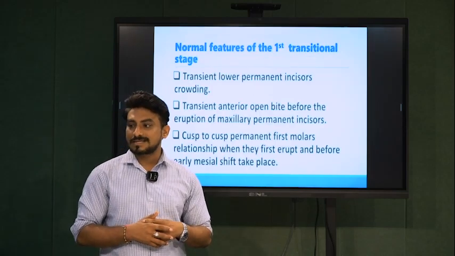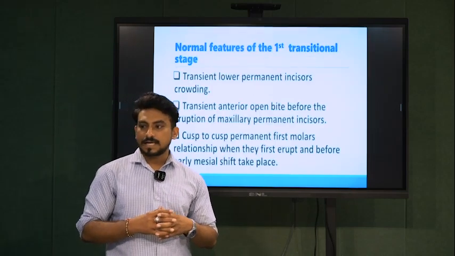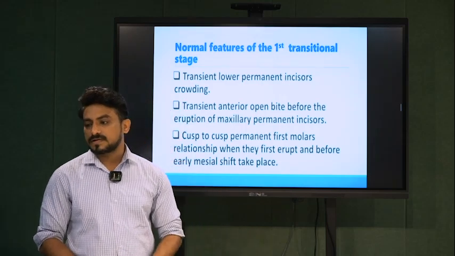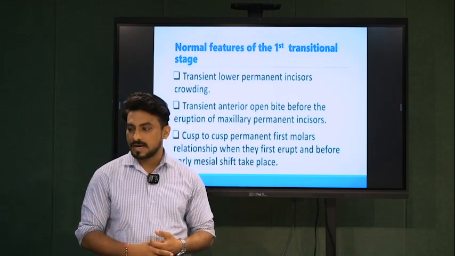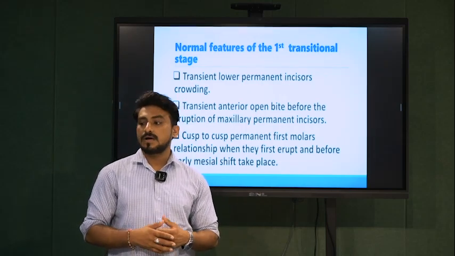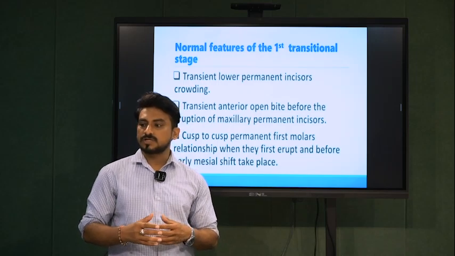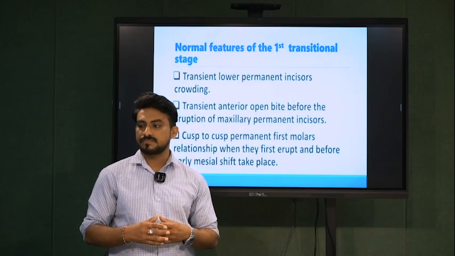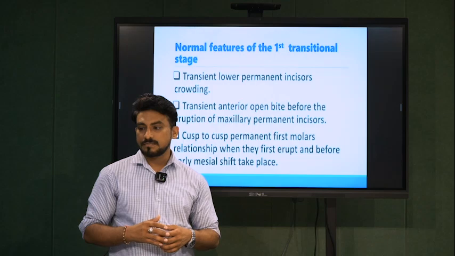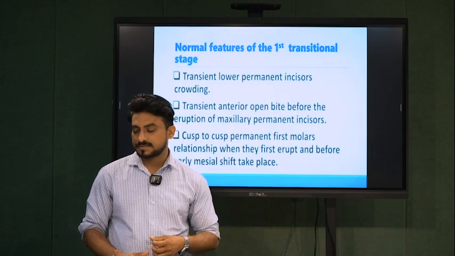Normal features of the first transitional stage: transient lower mandibular incisor crowding, transient anterior open bite before the eruption of the permanent incisors, and a cusp-to-cusp permanent first molar relationship when they first erupt and before early mesial shift takes place.